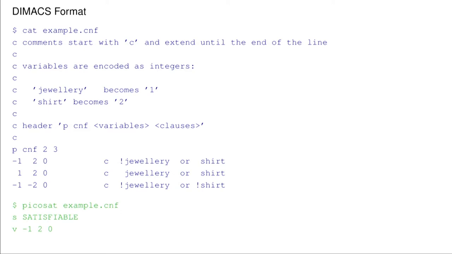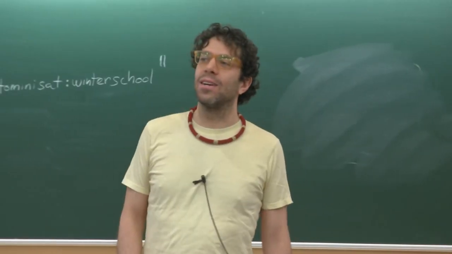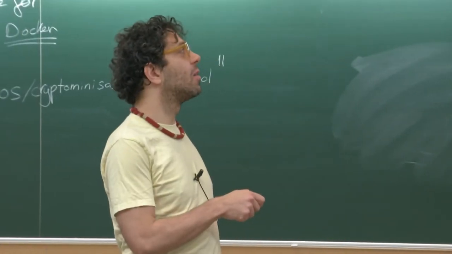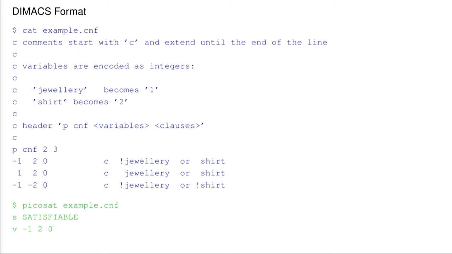In general, actually, you're not supposed to do this, funnily enough, but since Armin does this, and I do this, and almost everybody does this, it's more or less standard at this point that you can add comments at the end of clauses. So this is, of course, saying not jury or shirt, jury or shirt, not jury or not sure.